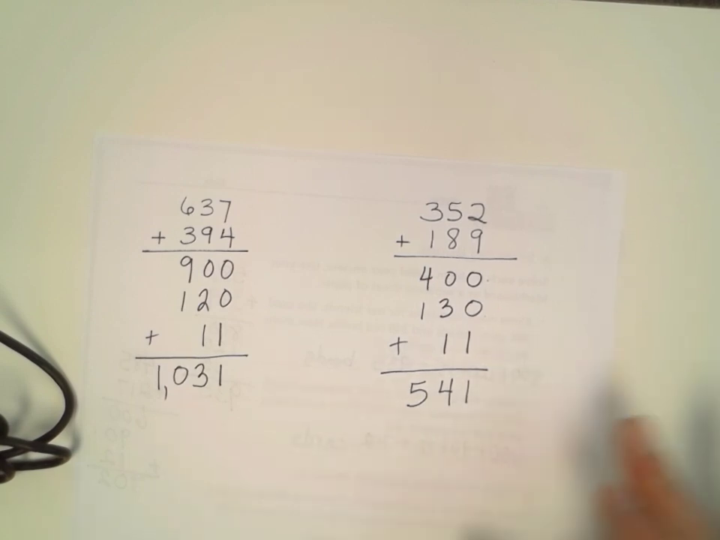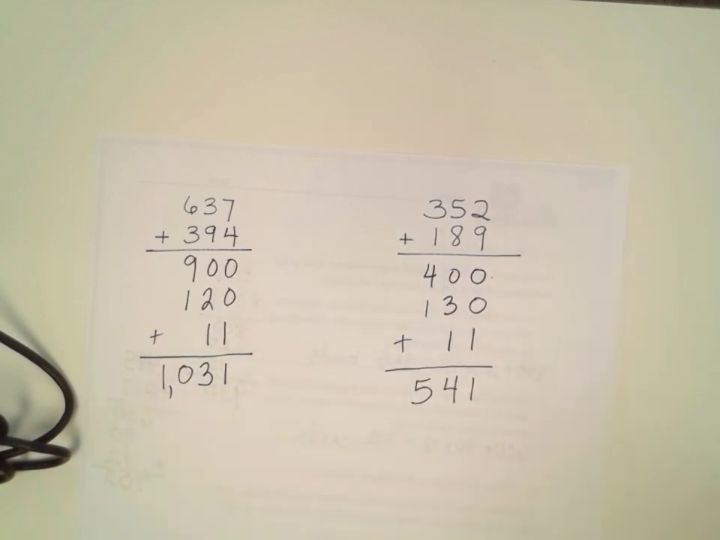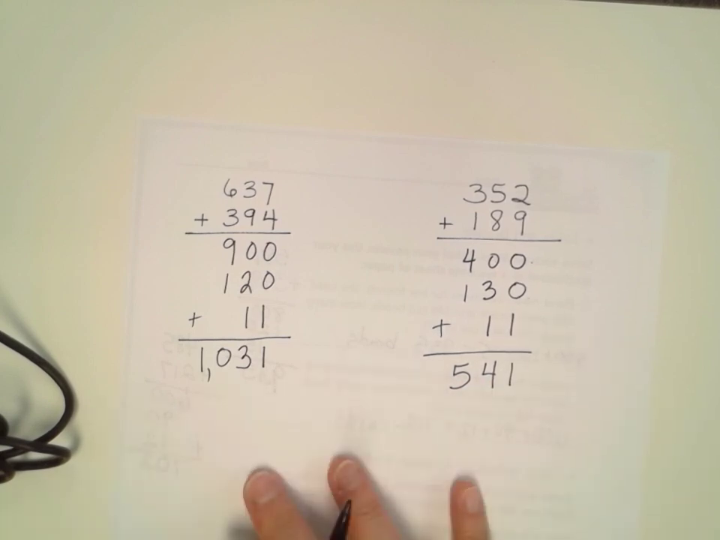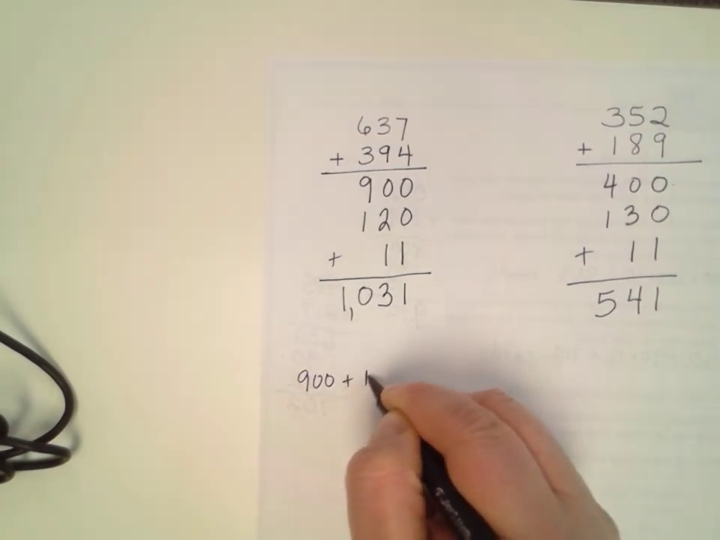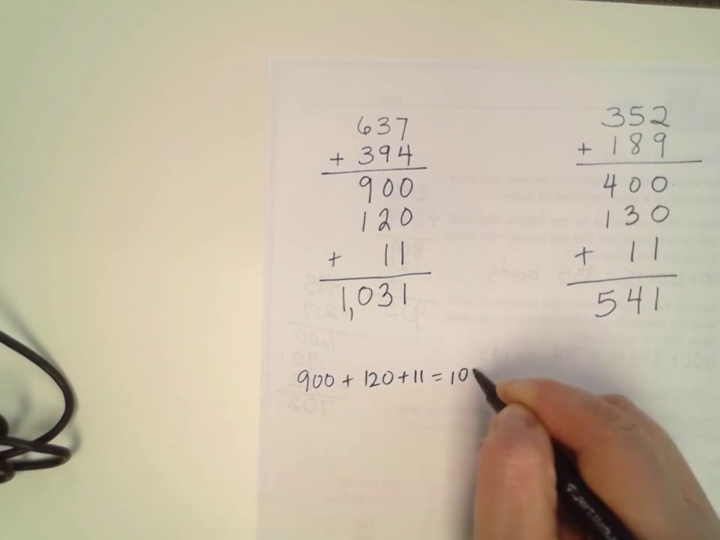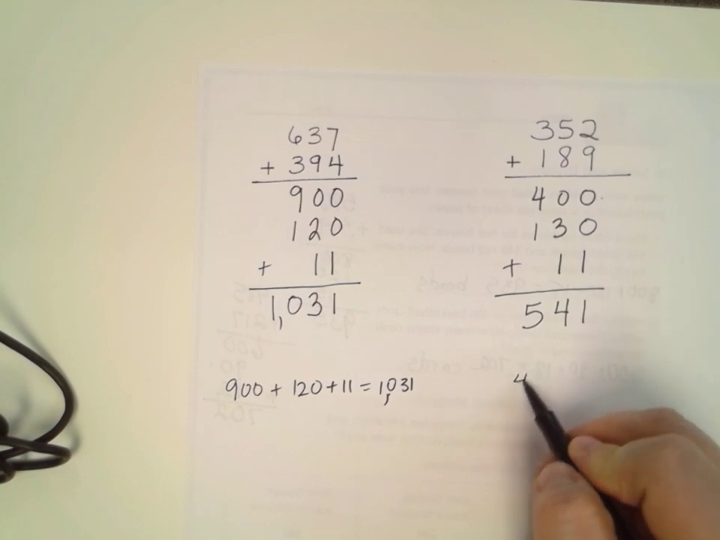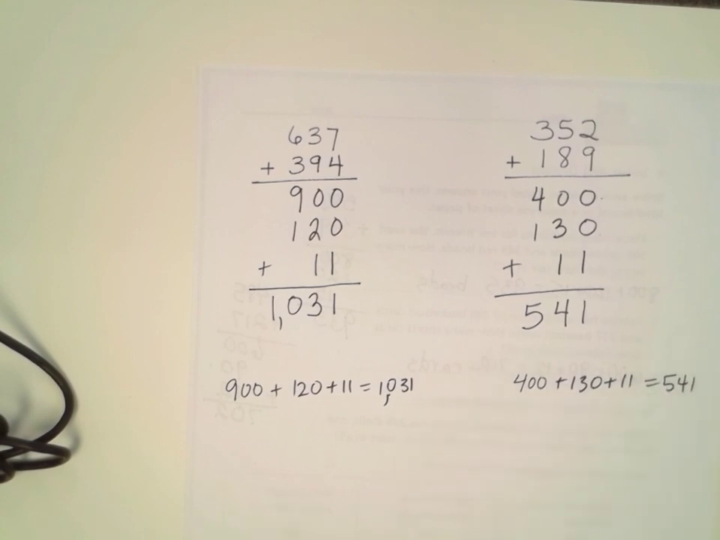Now I know this is a new system. Some of you are going to love it. Some of you are not so much. If you want to, once you've gotten your answers, go back and use a calculator to double check your answers, I will allow that today. Now, if I was doing this one on my workbook page, I would write 900 plus 120 plus 11 equals 1,031. That's how I might type it in the text box. Or this one I might write 400 plus 130 plus 11 equals 541 if I was trying to type it in my text box.